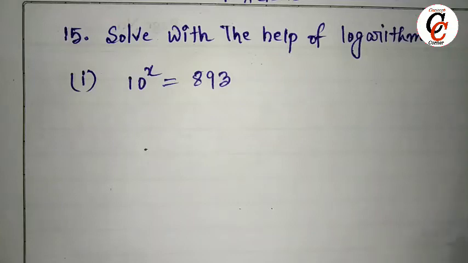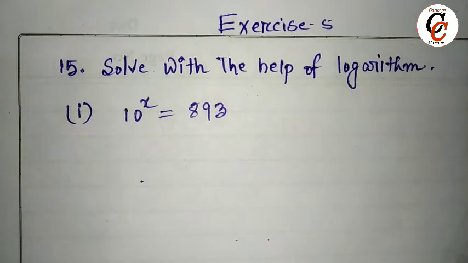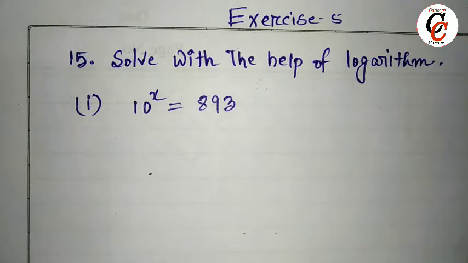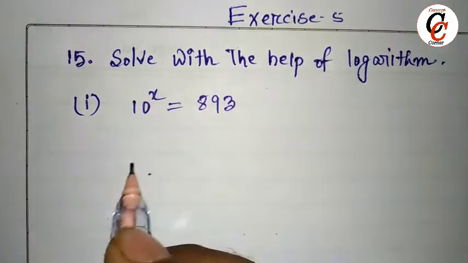Hello dear students, today I am going to continue exercise 5 of advanced mathematics. So today we will discuss question number 15, solve with the help of logarithm. The first question is given: 10 to the power x is equal to 893. In this sum we have to find the value of x with the help of logarithm. So we will start.